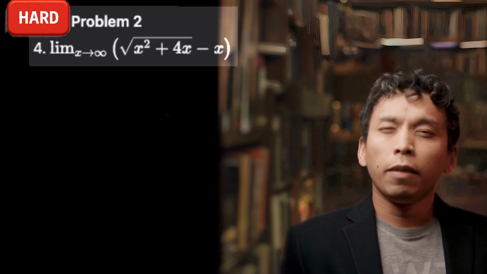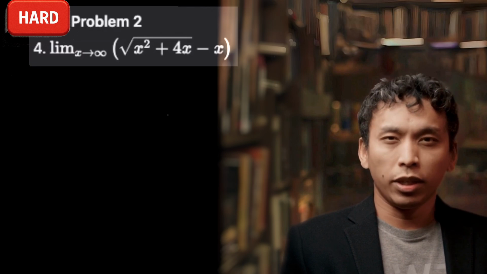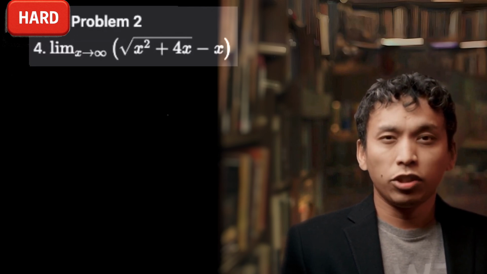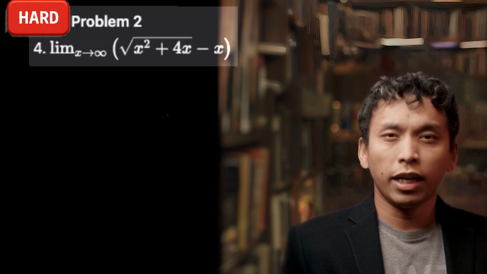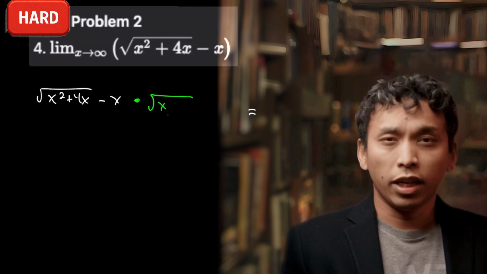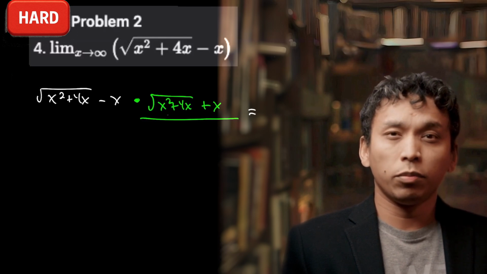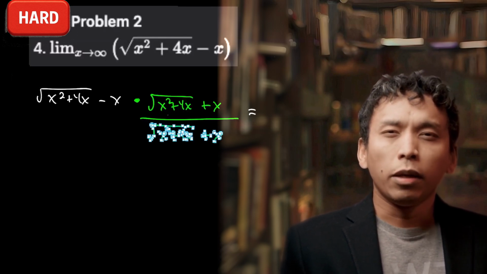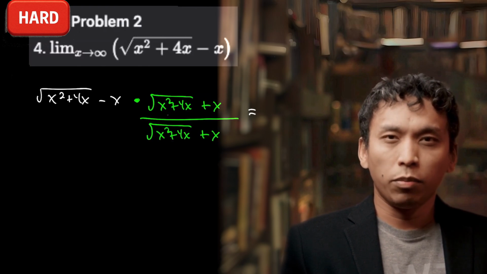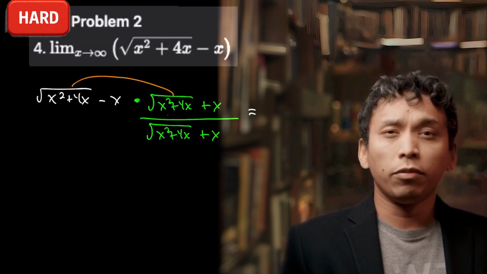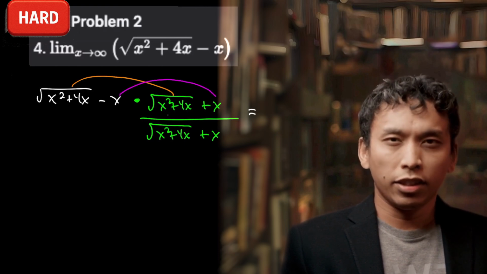Besides this limit to infinity problem, we can't exactly just plug in infinity for x, even though it looks like we can. This particular problem actually requires us to multiply by the conjugate, which is the square root of x squared plus 4x plus x. And of course, we can't multiply out of the blue, so we multiply the numerator and denominator by the square root of x squared plus 4x plus x. As you recall, when you multiply conjugates, you don't have to FOIL all 4 terms. You can just multiply the first terms and the last terms.